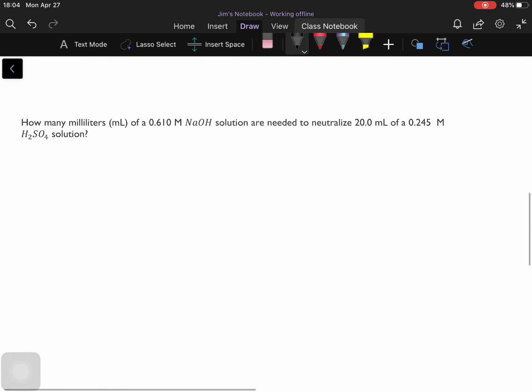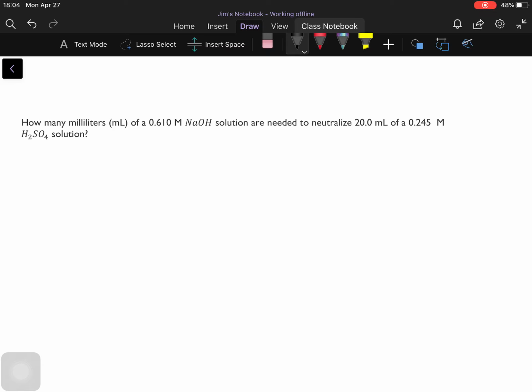Okay, so let's try another problem. How many milliliters of a 0.610 molar sodium hydroxide solution are needed to neutralize 20 ml of a 0.245 molar sulfuric acid solution? Which one is our titrant, which is our analyte? So this time they're both in the liquid form.